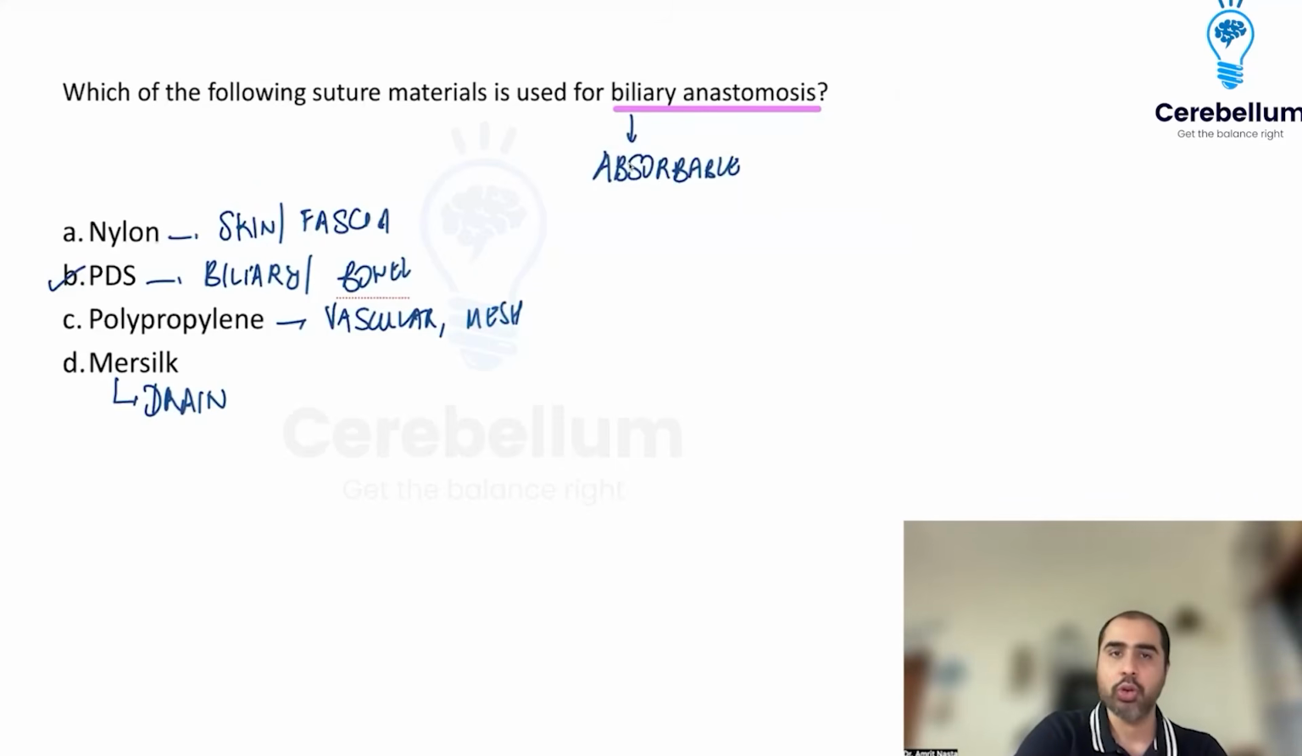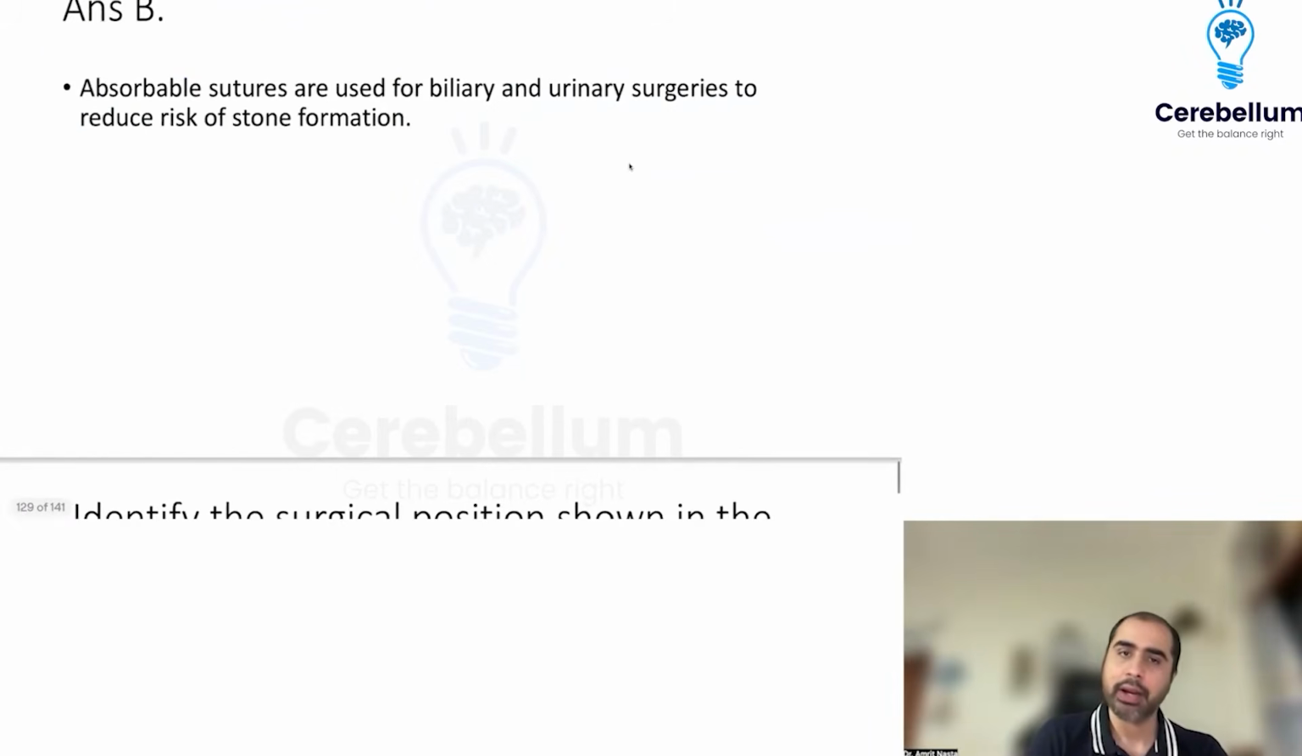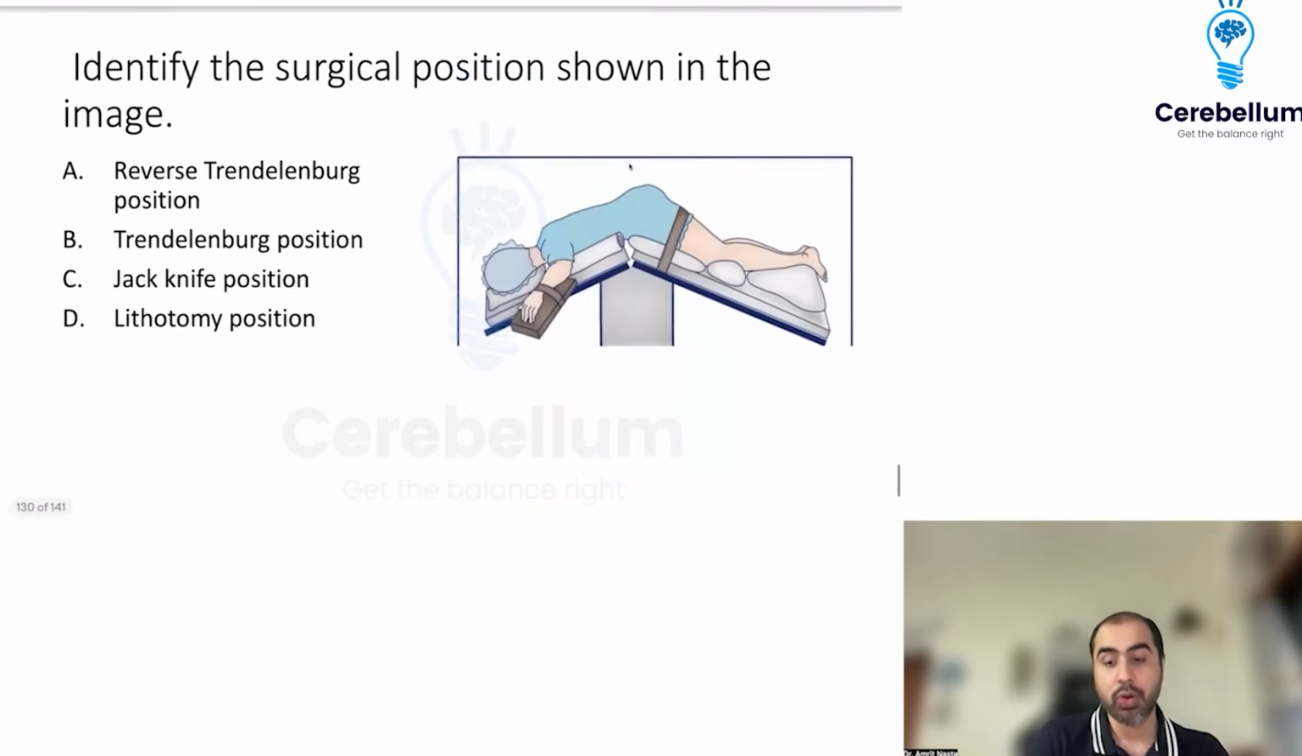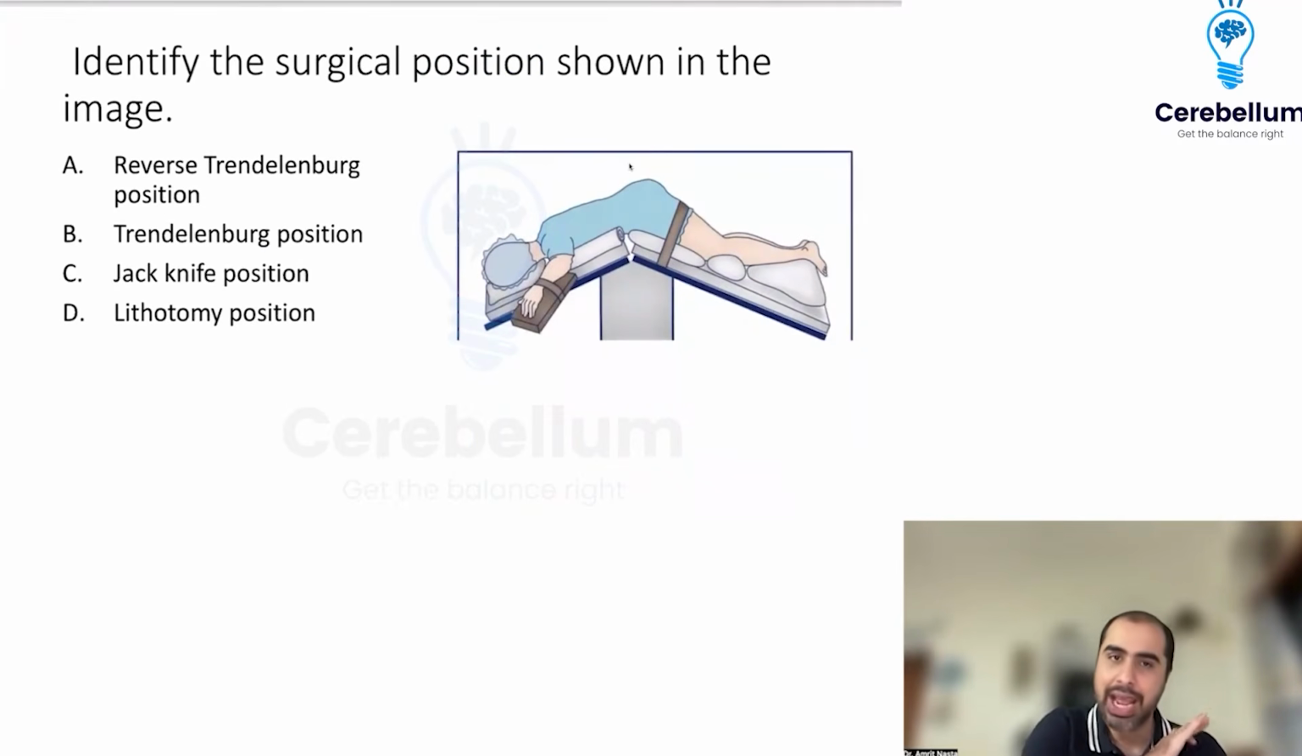For the rectus sheath, you use any non-absorbable suture. You can use nylon, you can use polypropylene, you can use PDS also, it's delayed absorbable. That's also fine. Vicryl you can use anywhere. That's why it's called the workhorse suture. Vicryl is anywhere.